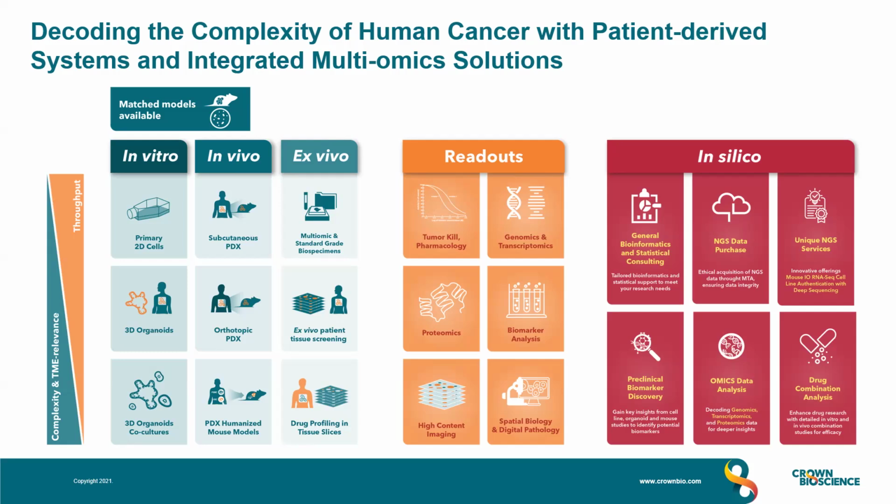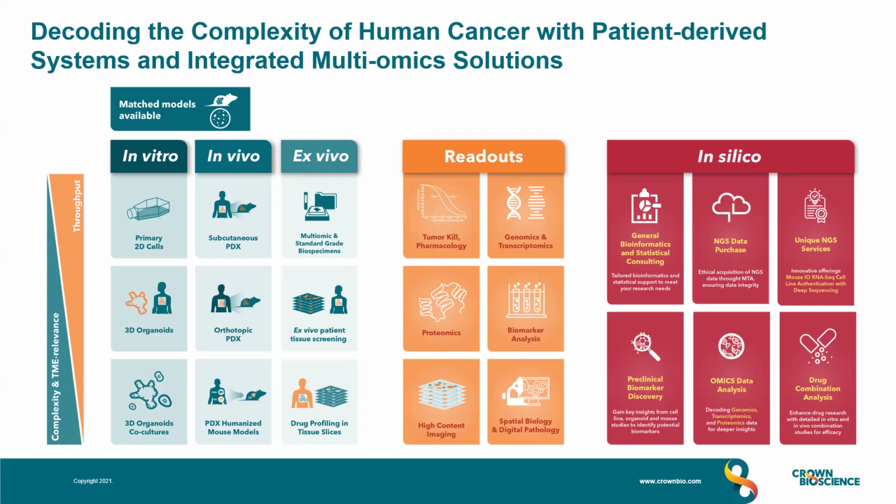Ex vivo, you have multiple samples for bioanalysis or tissue for screening, or tissue slices for more complex profiling. And then similarly, the readouts, depending on the sort of assay, can be high throughput like tumor kill or genomics, transcriptomic analysis, or more complex such as proteomics or where specific imaging capabilities are applied. And then the in silico support as well can be more complex based on the data that's already available versus the data that's generated on study from the multi-omics approaches or the combination analysis.